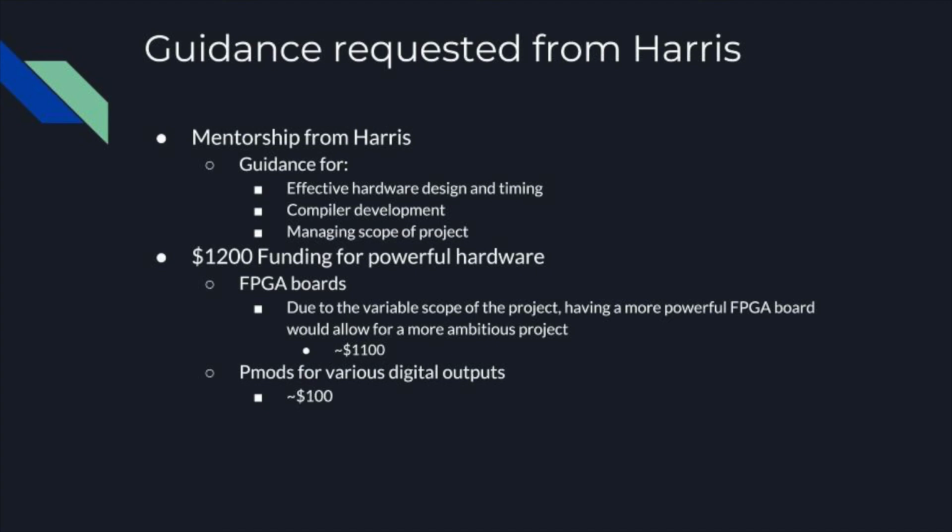Additionally, we would like to request $1,200 for hardware powerful enough to fulfill our needs. The funds will be split such that $1,100 will be used to purchase a more powerful FPGA board than the school provides, allowing for a more ambitious project. The remaining $100 will be used to purchase PMODs for various digital outputs.